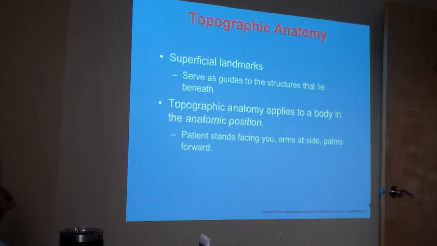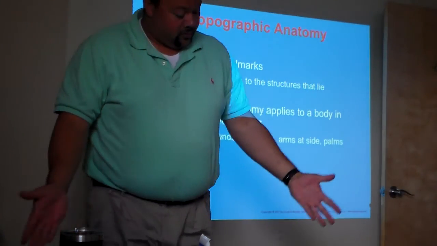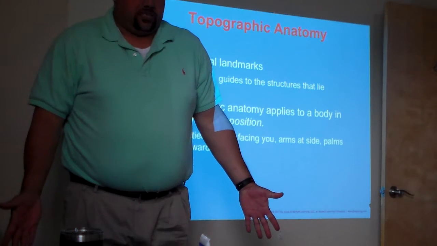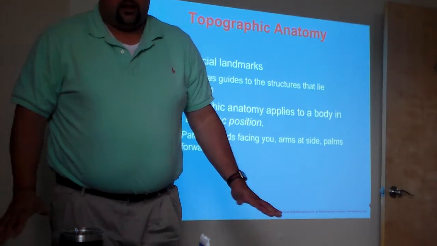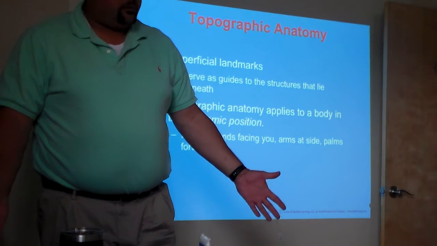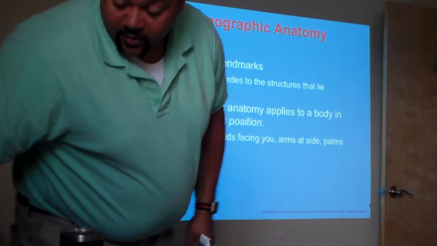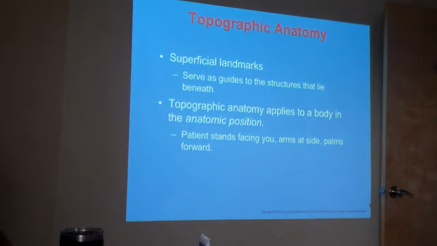Okay, this applies to the body in what's referred to as the anatomical position. This is somebody standing up, just like so, palms forward, just like this. It's just how you see somebody laid down in an autopsy. They have them just like so, in the supine position, palms out. Okay, and that's what's referred to as the anatomical position.